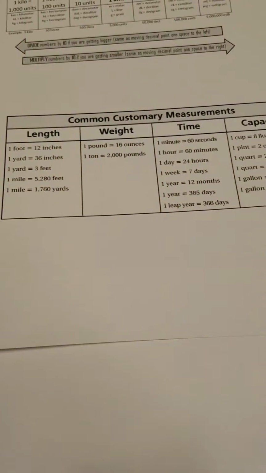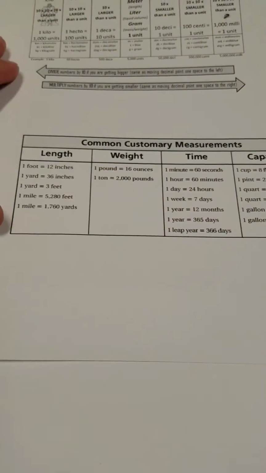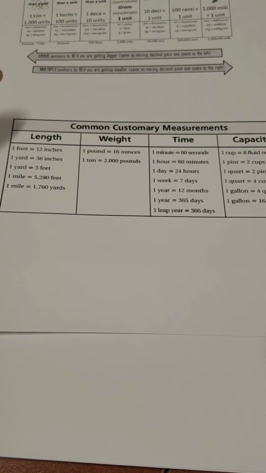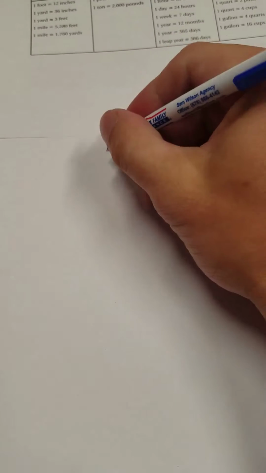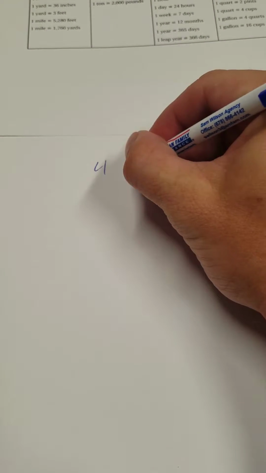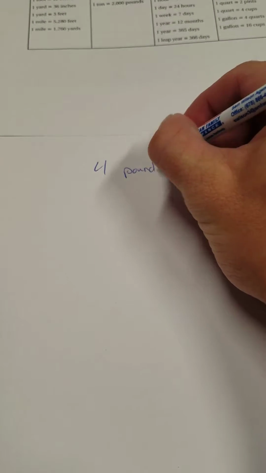All right. So you're going to have this page, so you're going to know exactly all your conversions. You're actually going to be able to use this on a test. Okay, so all we have to know is how to use this page to do customary conversion. So let's start off with a practice problem. Let's say that we're taking 4 pounds and we want to convert it to ounces.